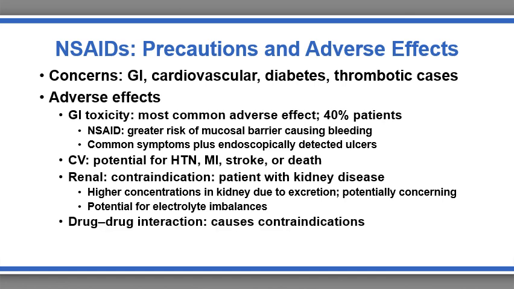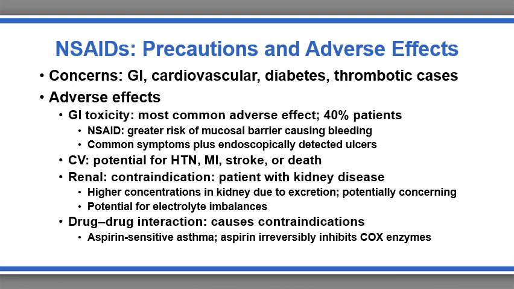Some other drug-drug interactions and some things that could cause contraindications. If someone has an allergy to aspirin, or they have aspirin intolerance, some people have aspirin-sensitive asthma, which can occur. So people can develop hypersensitivity reactions, vasomotor rhinitis, urticaria, bronchial asthma, and that's just due to the irreversible inhibition of the cyclooxygenase enzymes.